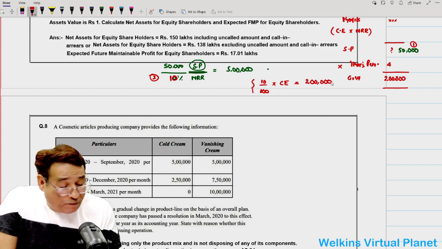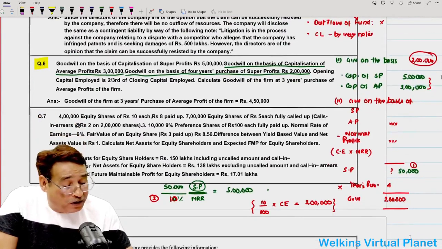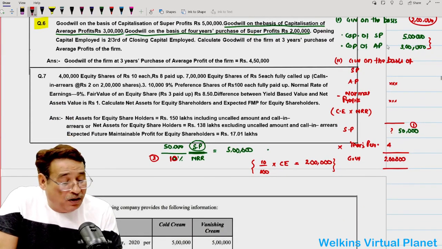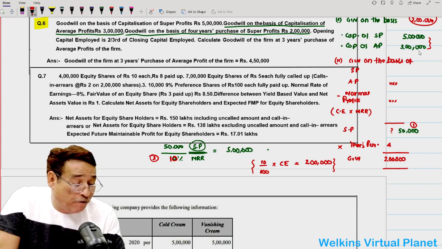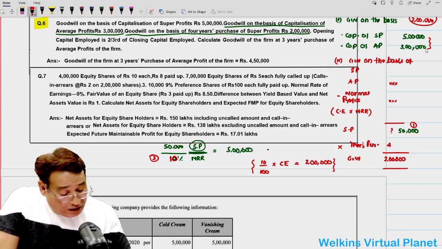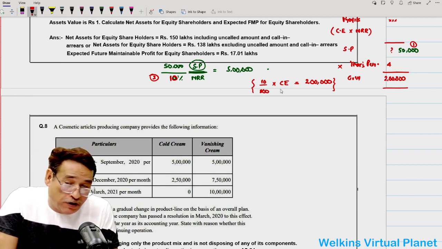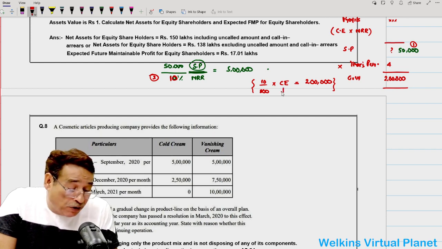I have already told you very deep knowledge in this particular case is needed to solve this particular question, because we hardly expect such knowledge from the student, to be very honest with you. We must take the difference of these two items, because these two items are the capitalized value of goodwill. Valuation of goodwill on the basis of capitalization as per super profit is 5 lakh, as per average profit is 3 lakh. So difference is 2 lakh. And my normal rate of return is 10%. So if I am going to apply normal rate of return to the capital employed, I will get the figure equal to this difference. And now I can find the amount of capital employed.